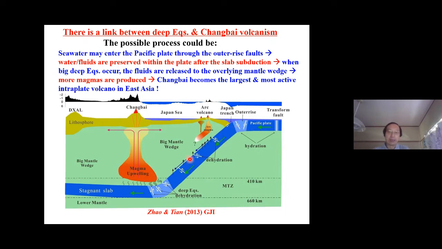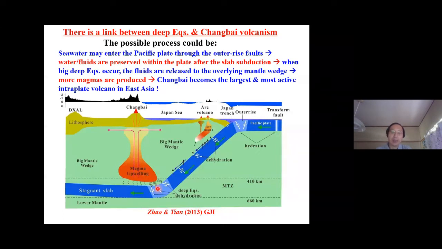When the plate goes down into the mantle transition zone, the Pacific plate becomes bent again beneath the Changbai volcano. So some very deep and large earthquakes could be generated. Some of these deep events could have a magnitude of 7.5. Thus the fluids preserved in the slab could be released to the overlying mantle wedge by the earthquake faulting, by the deep earthquake faulting.